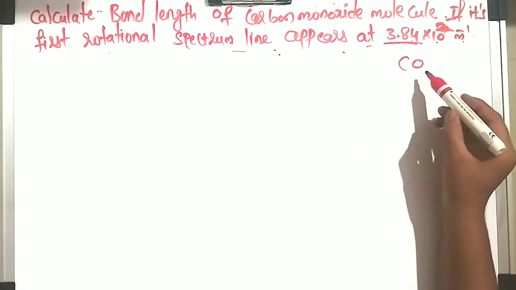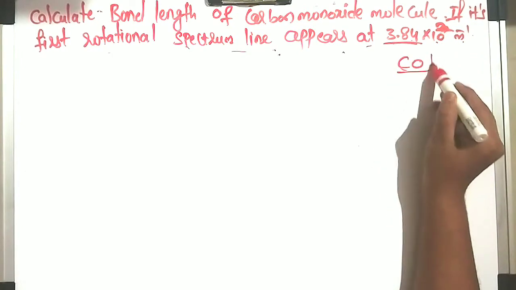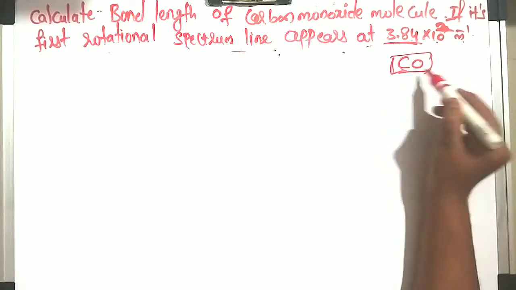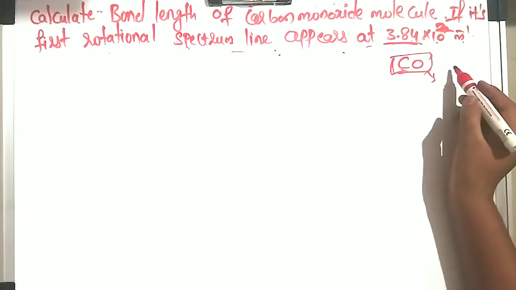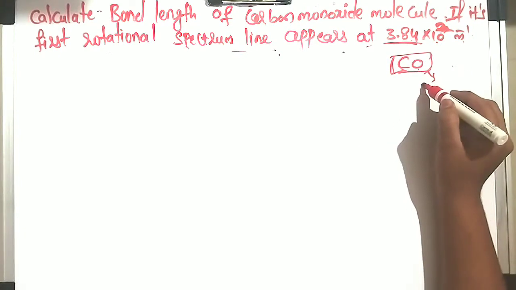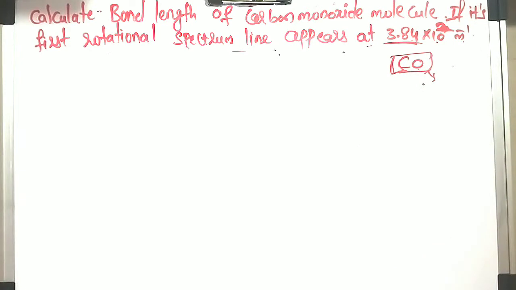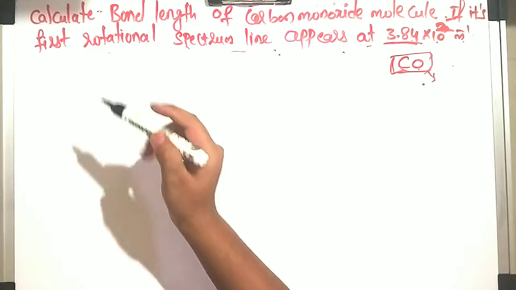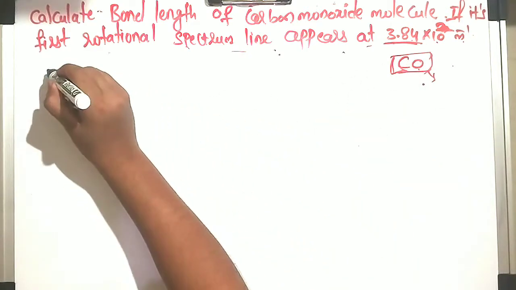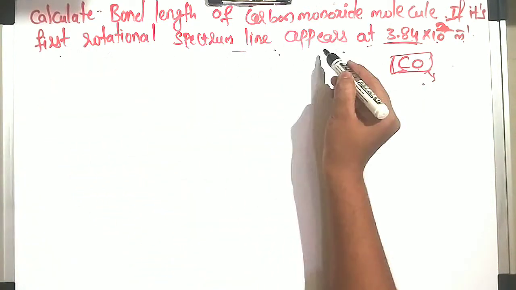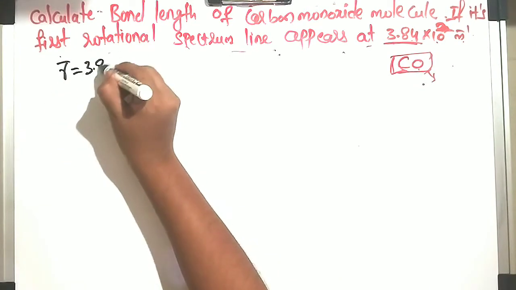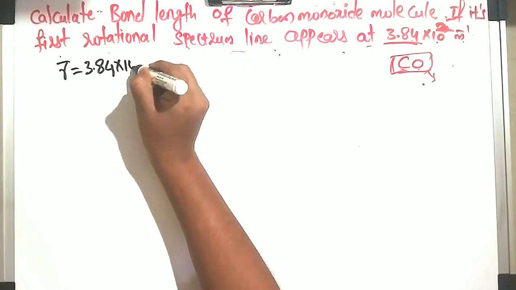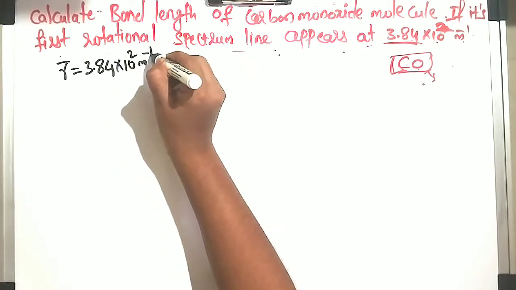So here we have to calculate the bond length of carbon monoxide. Why carbon monoxide only? Because this molecule will show a rotational spectrum. I will calculate for carbon monoxide; you people calculate for HCl. We'll solve this problem. So what is given here? We are given the first rotational spectrum line, that is nu bar is 3.84 into 10 to the power of 2 meter inverse.